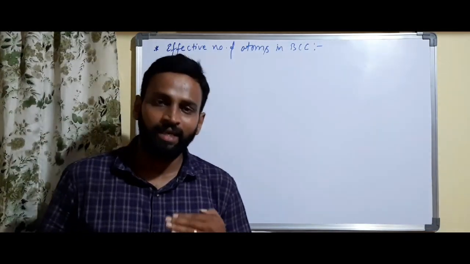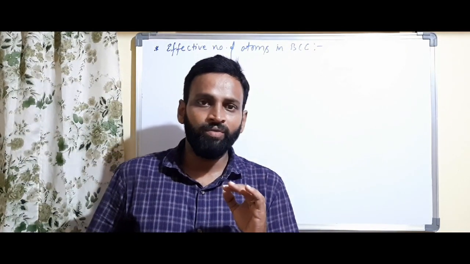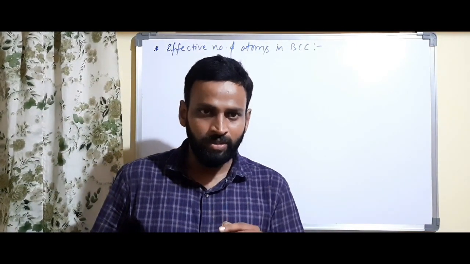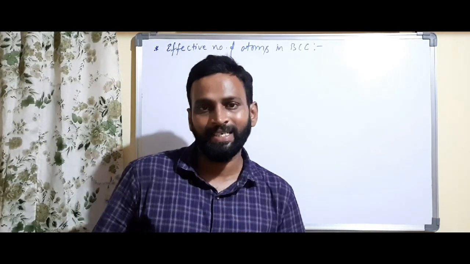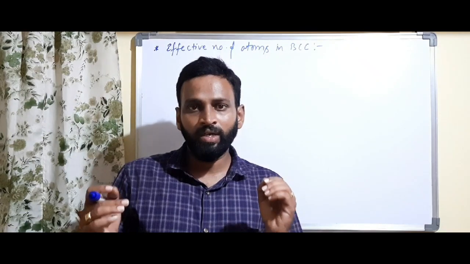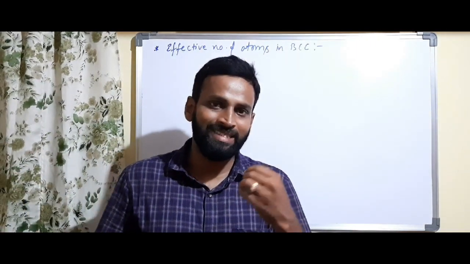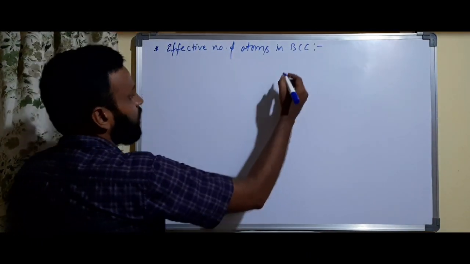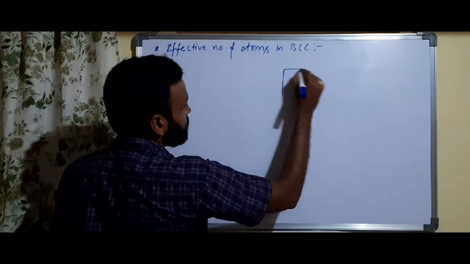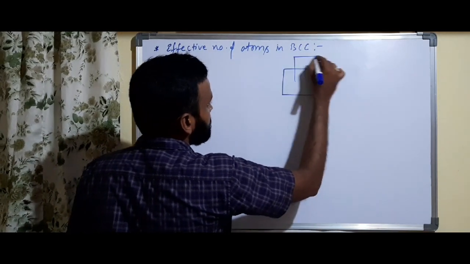Why do we have to calculate the effective number of atoms? As I told you before, we calculate it because the positions do not belong to one particular unit cell. Every atom or ion present in those positions is shared by some other unit cells, except the body center atom. So now let's see what the body center atom is. Body center atom means you are having atoms like this.